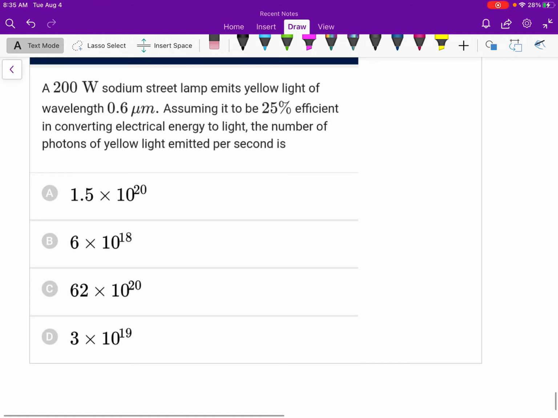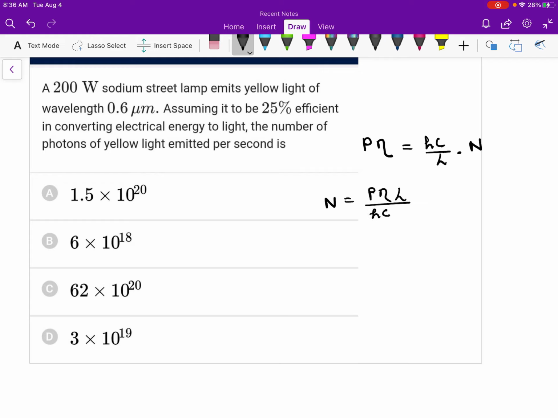A 200 watt sodium street lamp, wavelength this, efficiency this, the number of photons of energy. So electrical power into efficiency is the light energy converted per second, and this is equal to hc by lambda into the number of photons emitted per second. So n is power into efficiency upon hc by lambda. So power is 200, efficiency is 1/4, lambda is 6 into 10 to the power minus 7, and hc, h is 6.6 into 10 to the power minus 34, and c is 3 into 10 to the power 8.